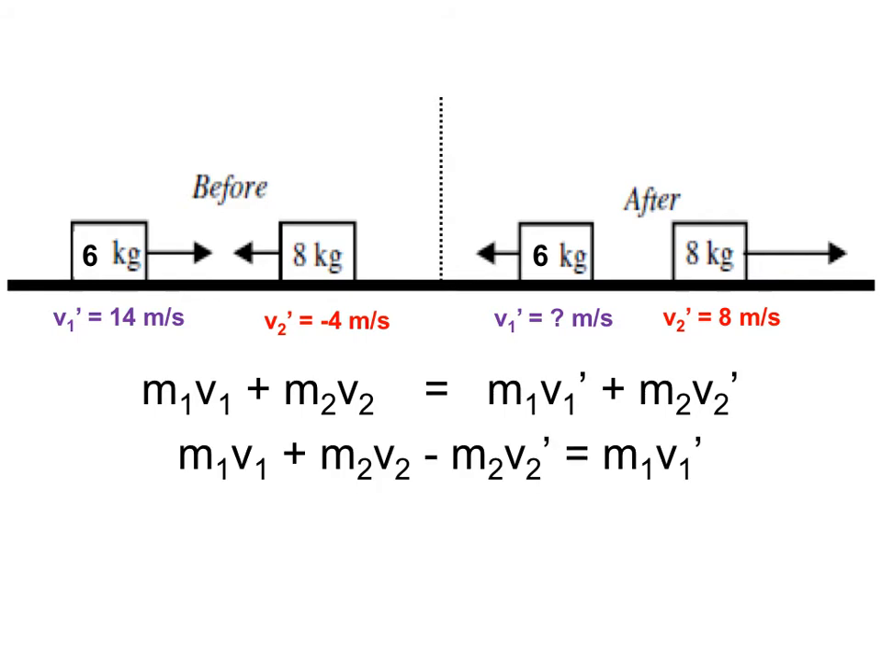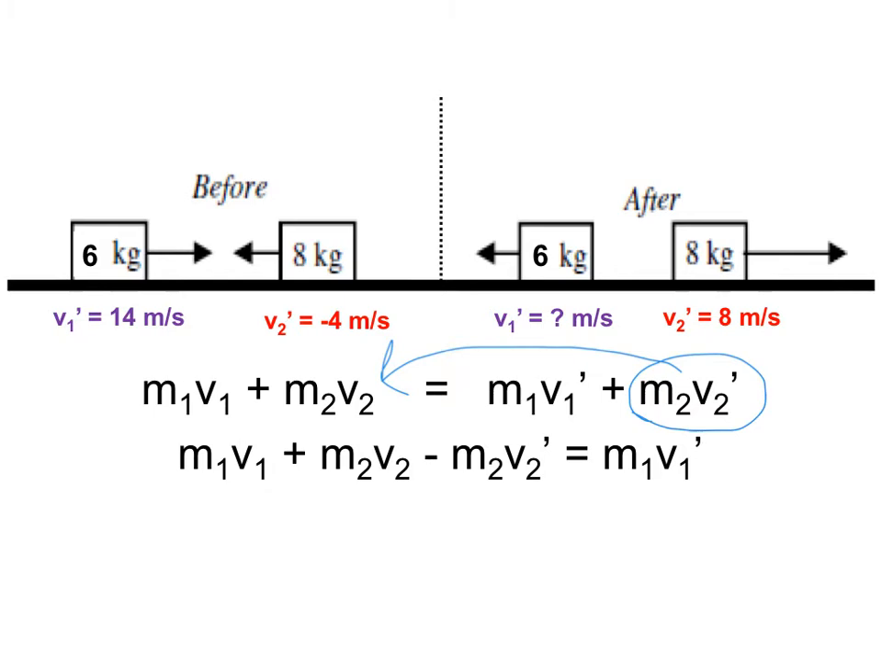So the first thing that you're going to do is to take this momentum of object 2 after the collision. You want to move that to the other side of the equal sign. So you just subtract it from both sides and you end up with this second equation down here.